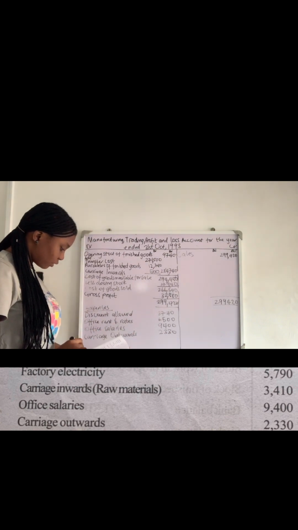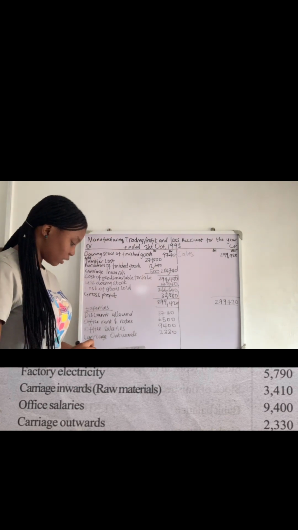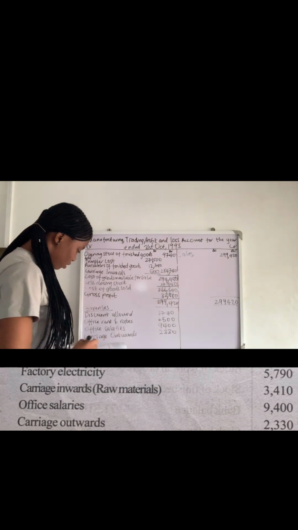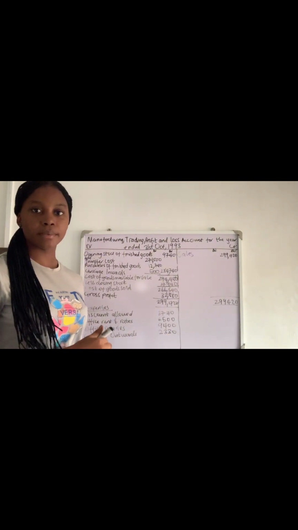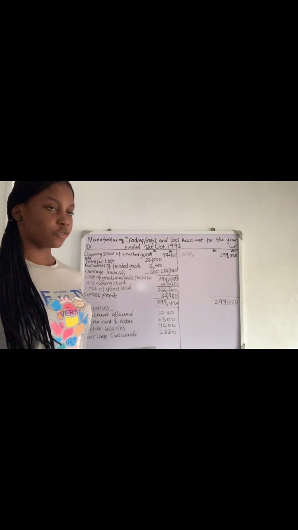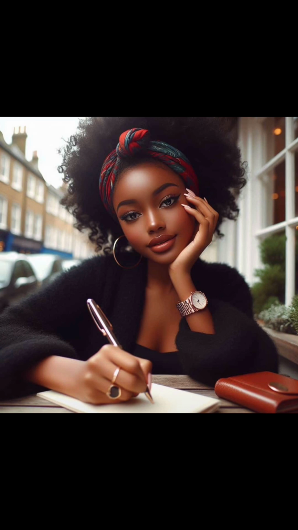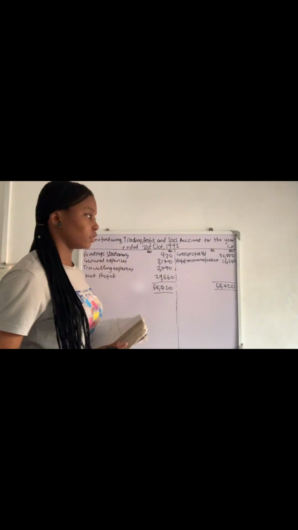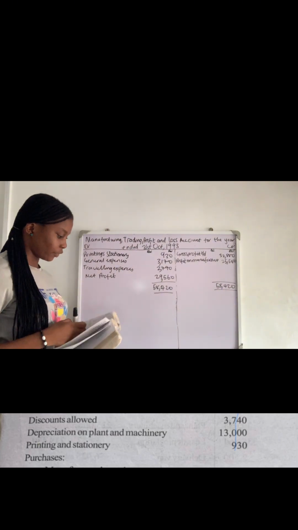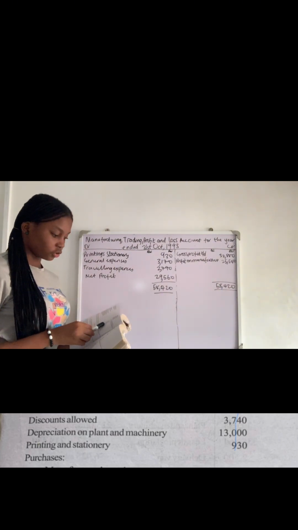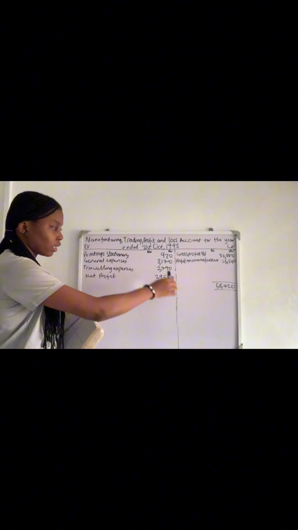It's in the question here. Then carriage outward. Carriage outward is an expense, 2,330. So let me quickly wipe this off and finish up the profit and loss aspect. So everyone, this is the completion of the profit and loss account. Printings and stationery in the question is 930. So you write. So general expenses 3,170.